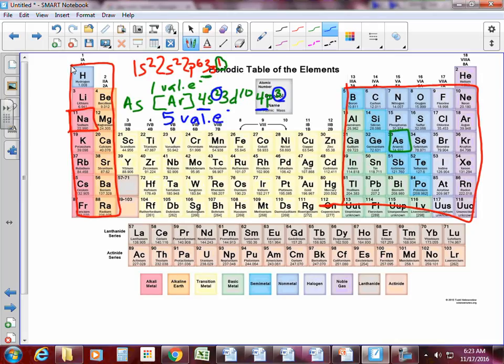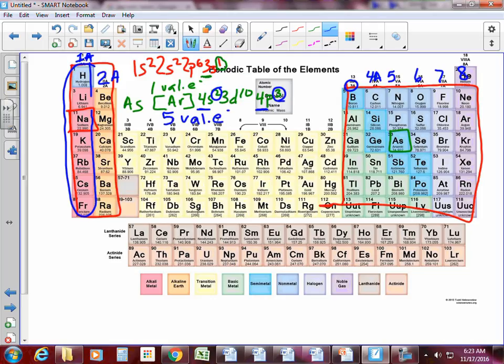If you pick up a pattern, group 1A has 1 valence electron. So anything in this group is going to have 1 valence electron. 2A has 2 valence electrons. We're going to skip the transition area all the way over to 3A, which has 3 valence electrons. 4A has 4, 5A has 5, 6A has 6, 7A has 7, and 8A, except for helium, has 8.